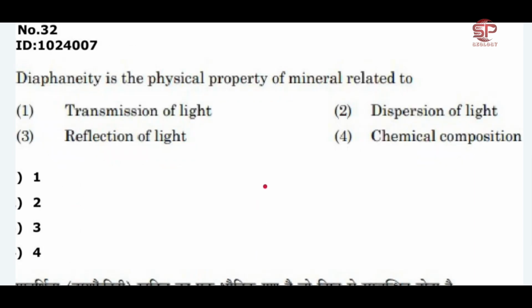Diaphaneity is a physical property of a mineral related to what? Diaphaneity is the measure of the transmission of light through a material, by which you can measure transparency, translucency and opacity of a mineral. So it will be transmission of light.